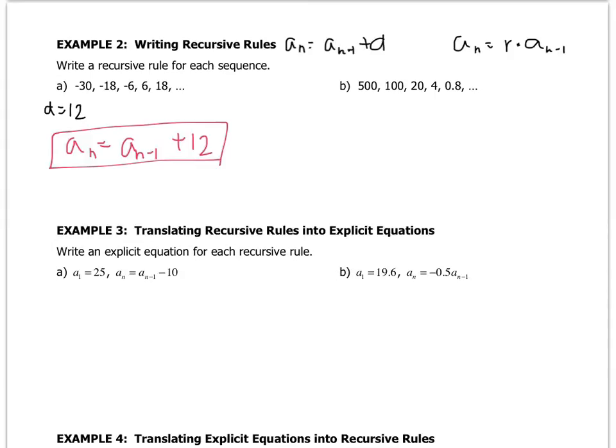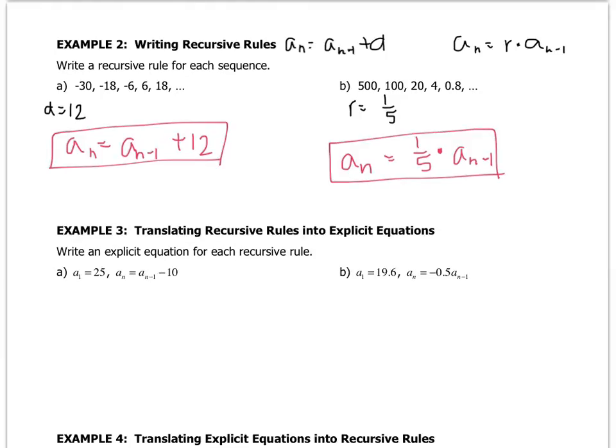For this one, it is a geometric. The ratio looks like 1/5. So take your formula. A sub n equals 1/5 times a sub n minus 1. And that's the recursive rule.